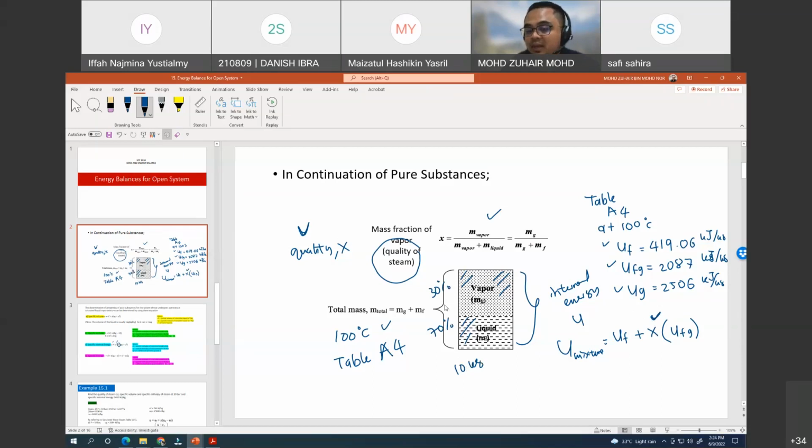So based on here, we can calculate the x. x is the mass of the vapor. 30% of 10 kg is 3, and then 3 plus 7, so it's going to be equal to 0.3. Okay. So let's say now we have the x already.